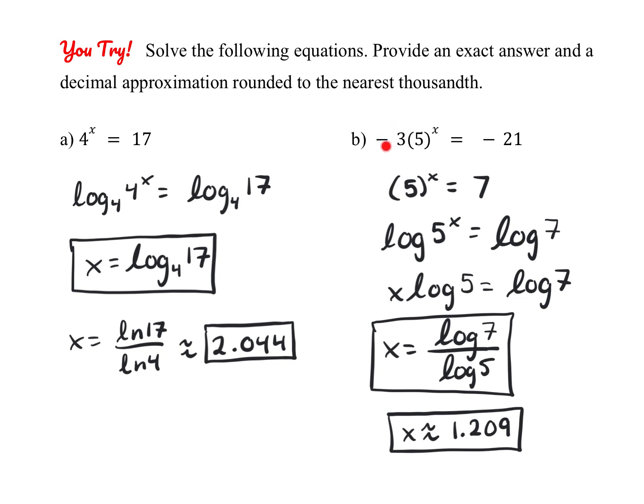Then for part B, please make sure you divided both sides by -3 first. You do need to isolate your exponential term. Then for this one, I just took the common log of both sides. I used my power property to move my exponent to the coefficient spot. And then I divided both sides by the common log of 5. So this would be my exact answer, and this is my decimal approximation.